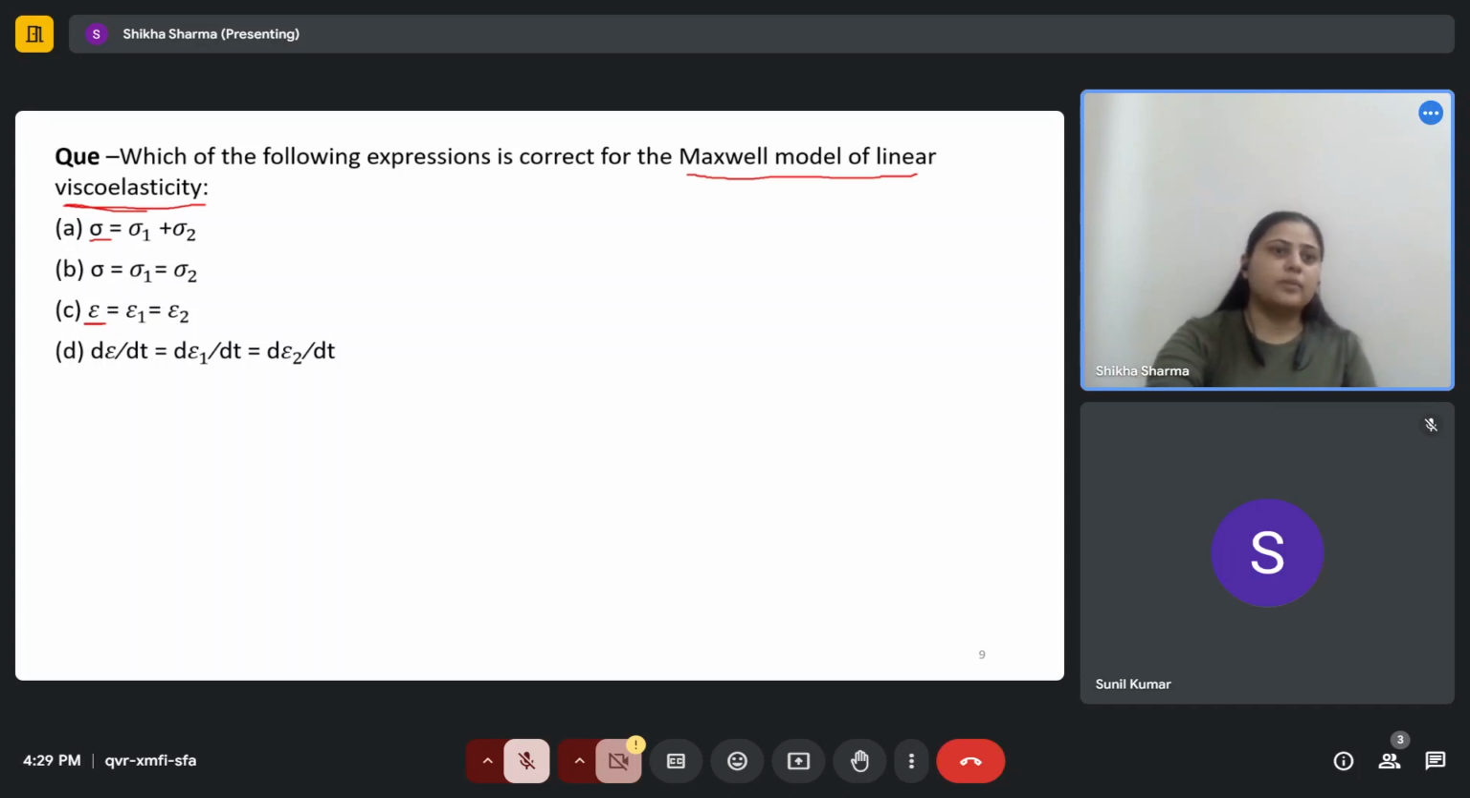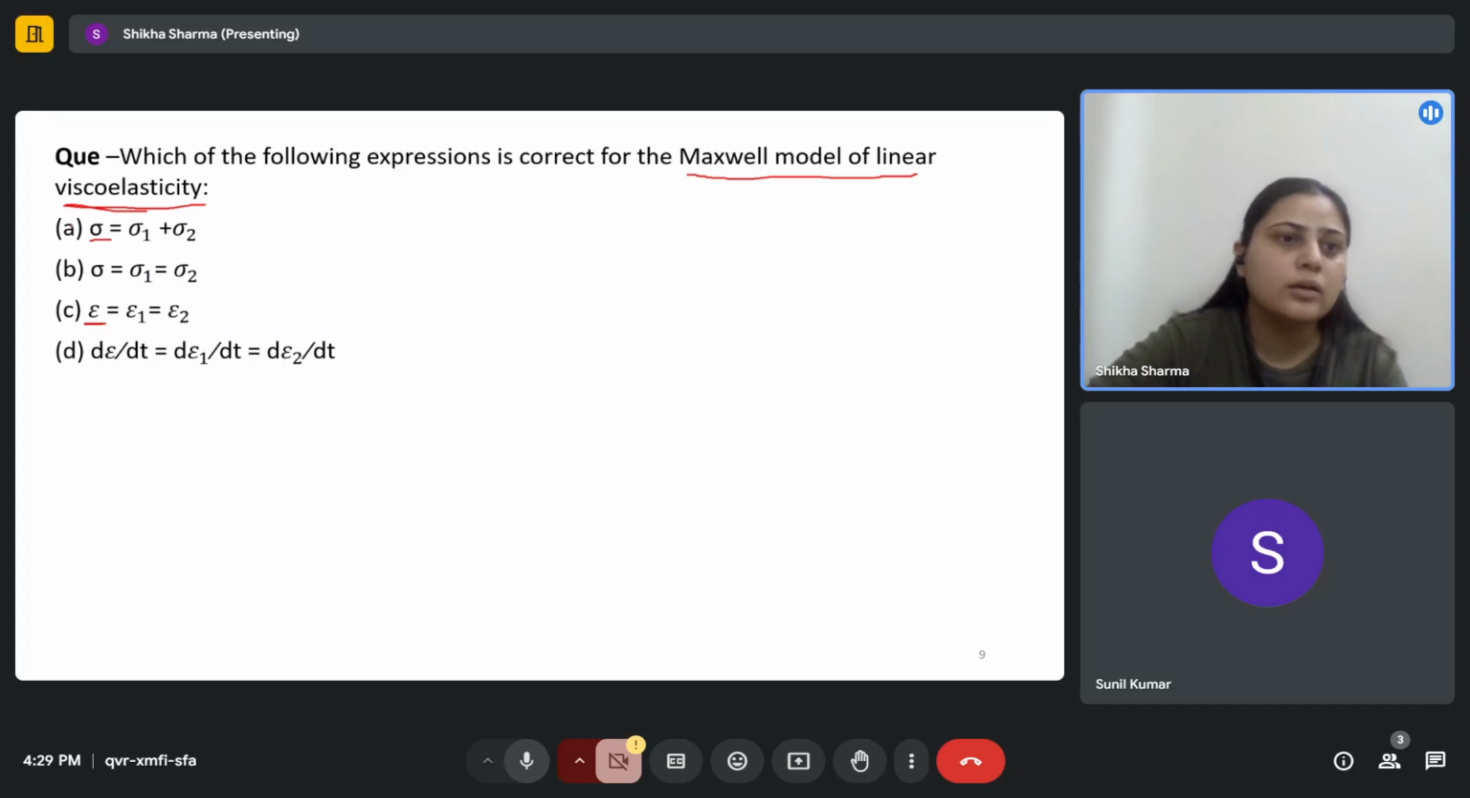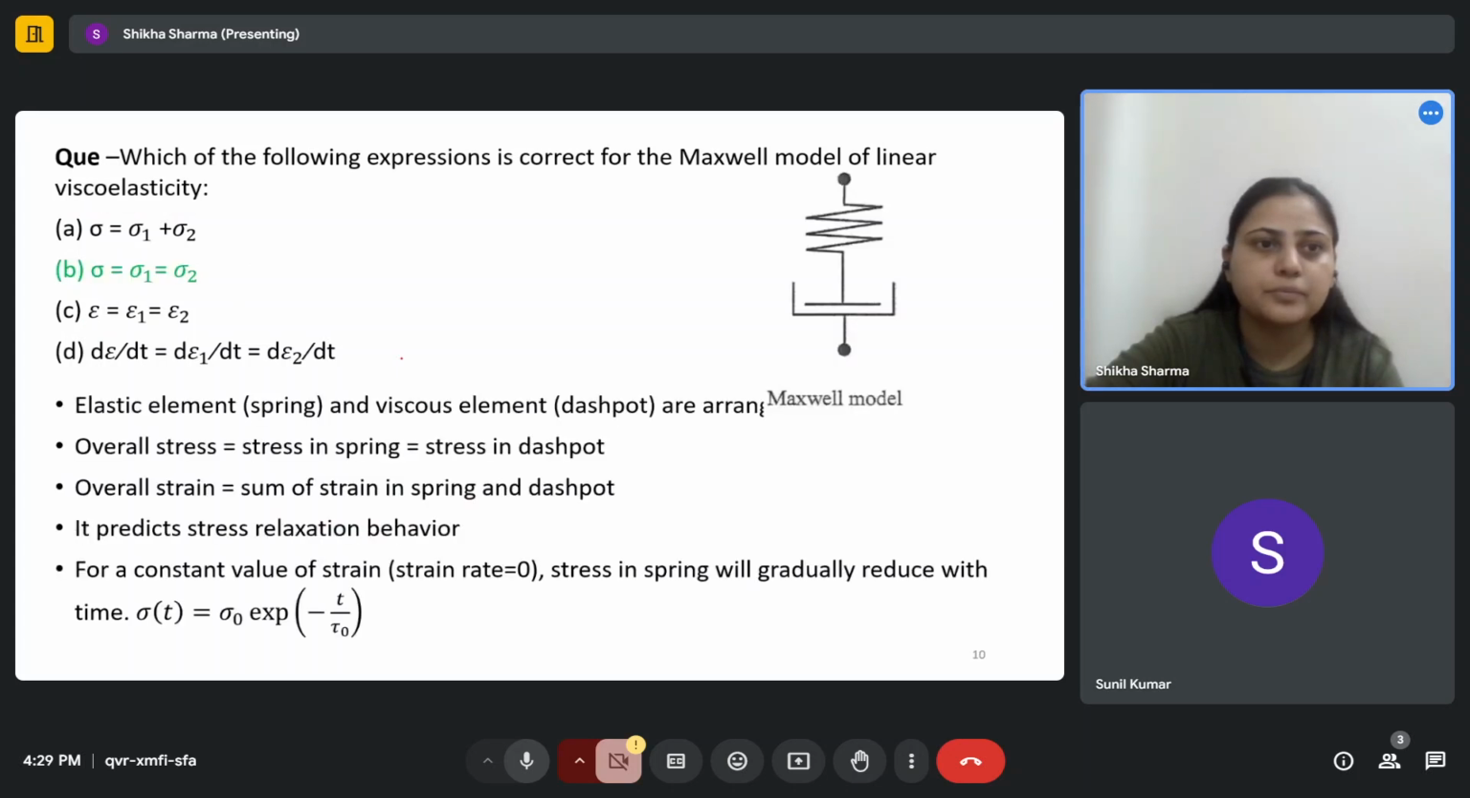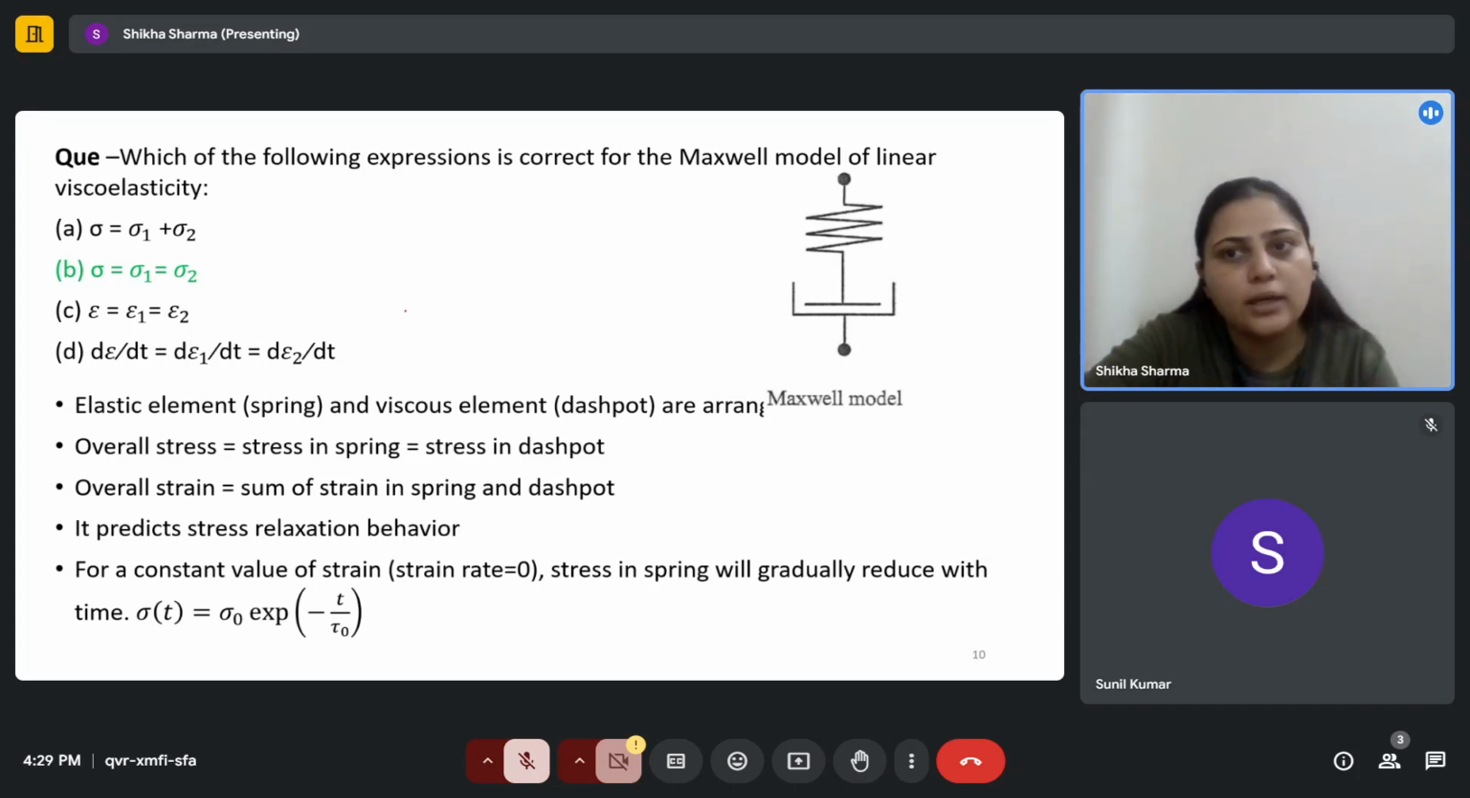Option B, that stress is the same in the spring and the dashpot and overall, right? Let's see the answer. So yes, you are correct. Option B is correct.